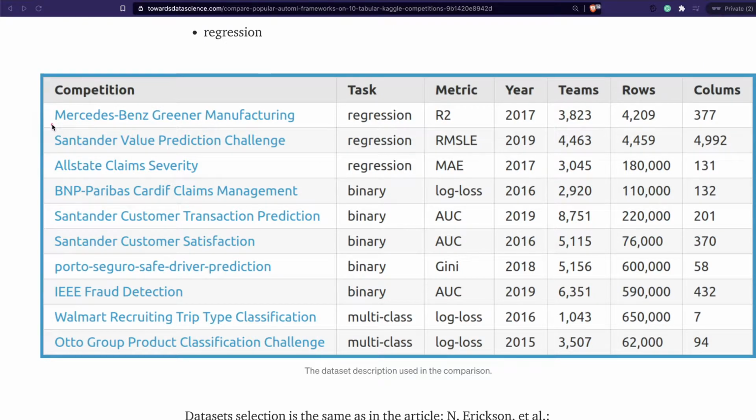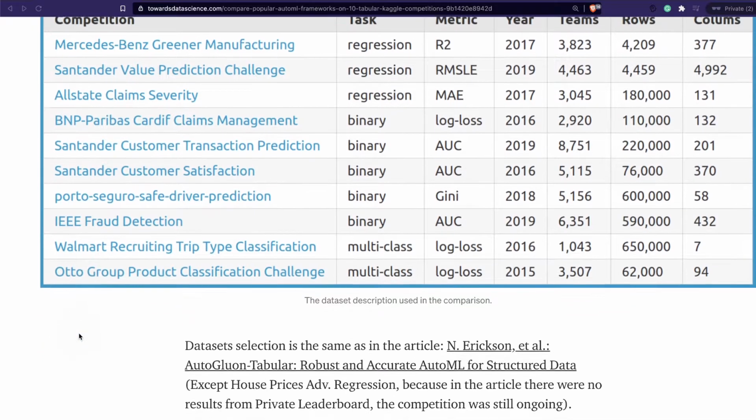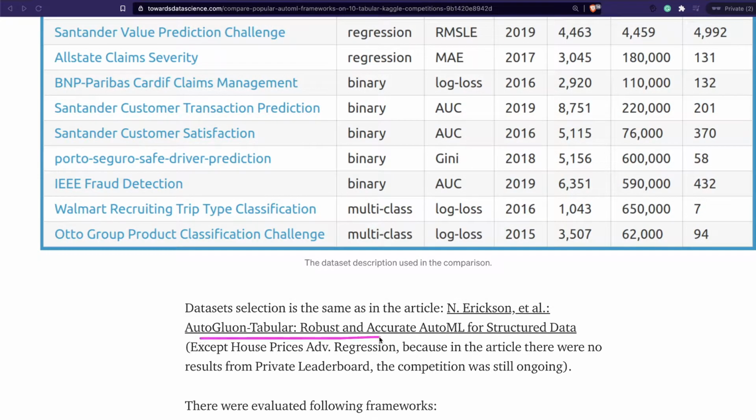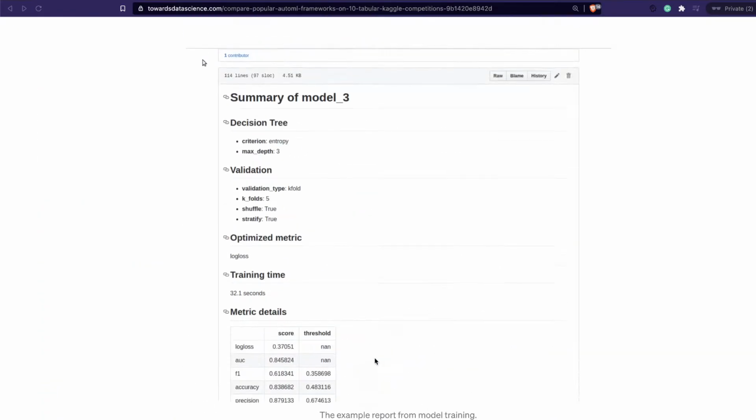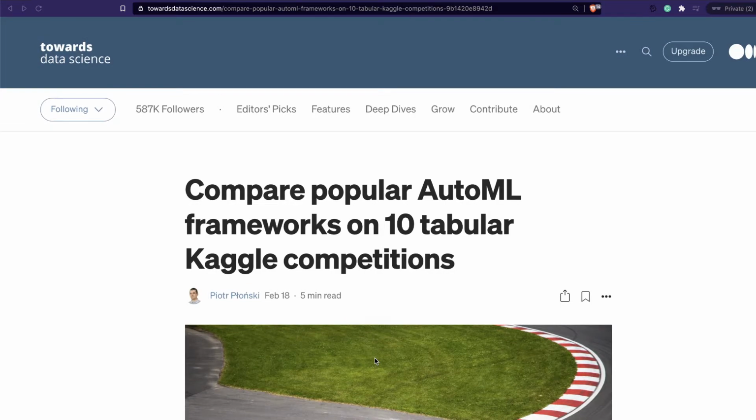So we have 10 competitions: 1, 2, 3, 4, 5, 6, 7, 8, 9, and 10. These competitions were picked up from an article introducing AutoGluon Tabular, and those competitions have been picked up by Piotr to showcase the comparison of popular frameworks. And there is a small disclaimer that I would like to add.